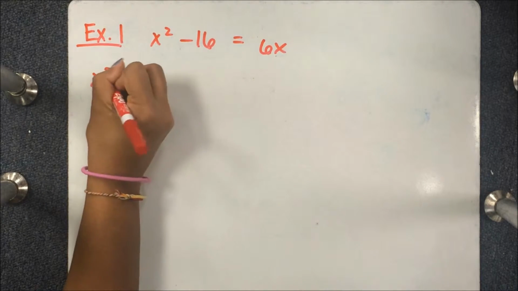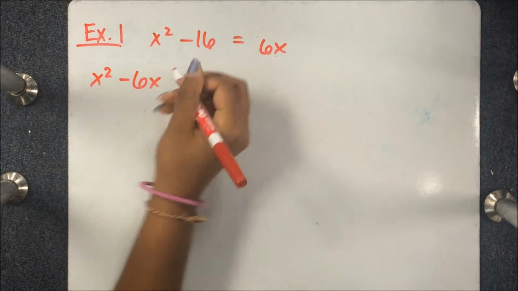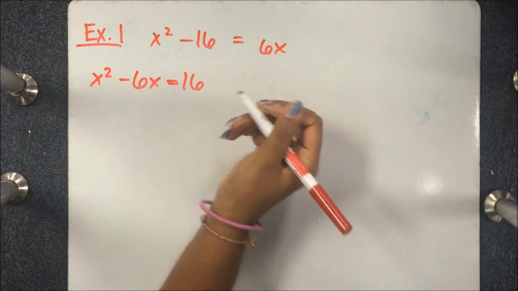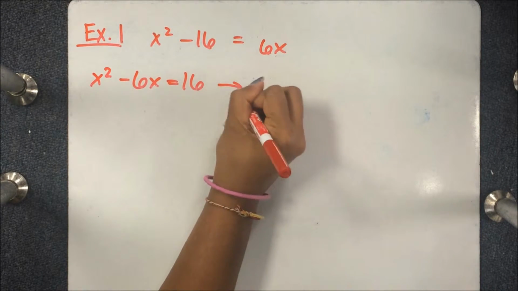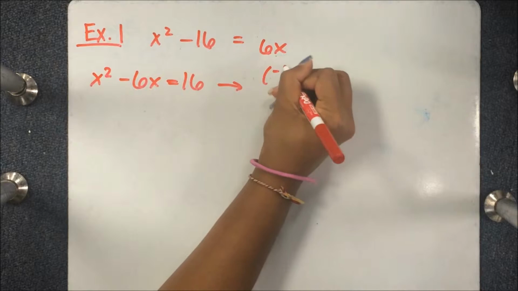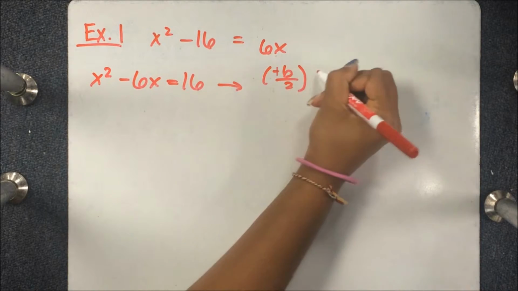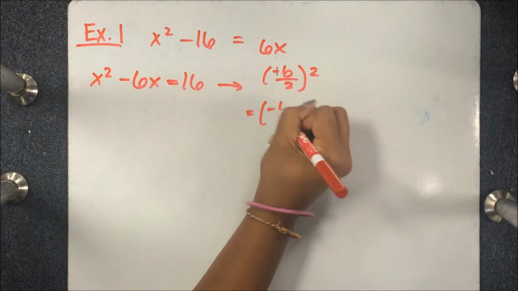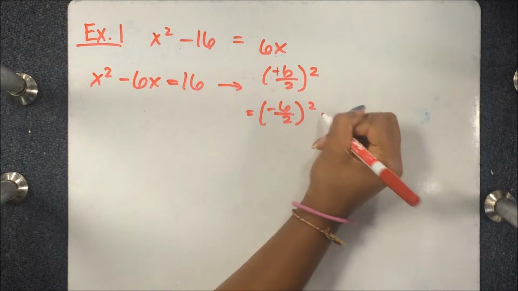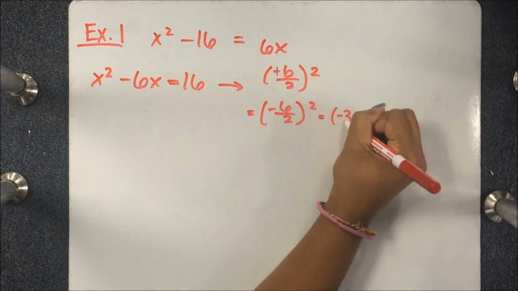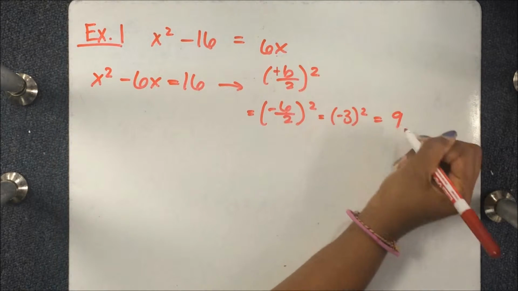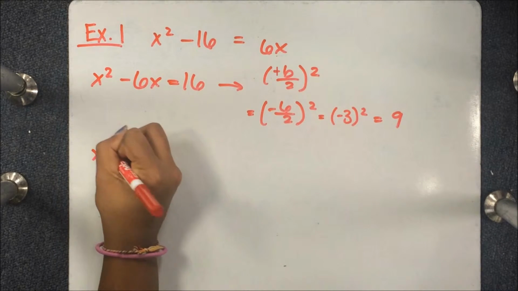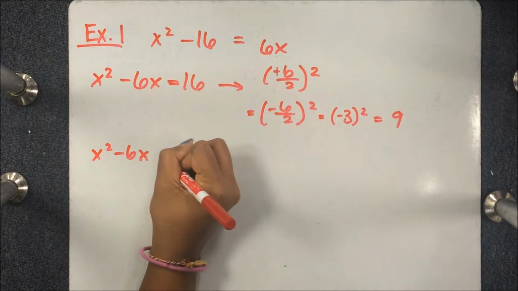First add 16 and subtract 6x from both sides. Then use the formula negative b over 2 squared and divide negative 6 by 2. Then square the result to get 9. Now add 9 to both sides of the equation.